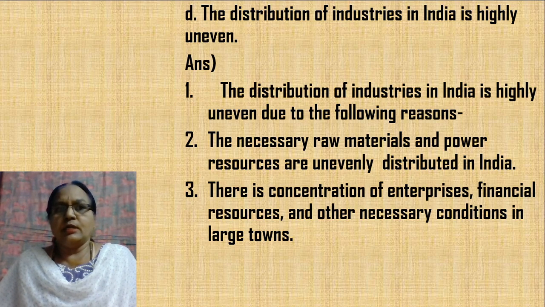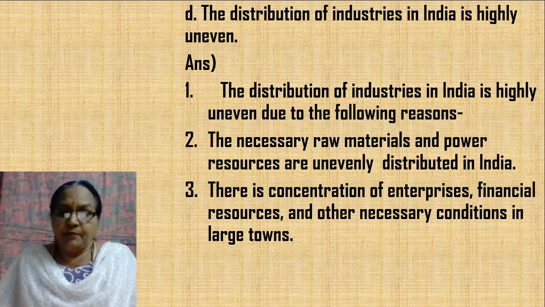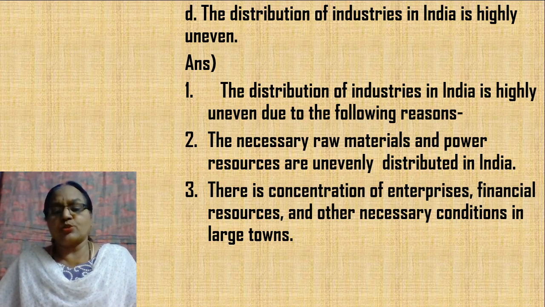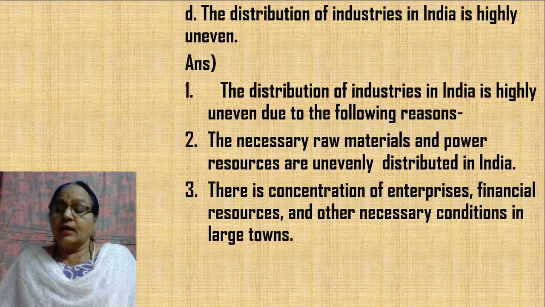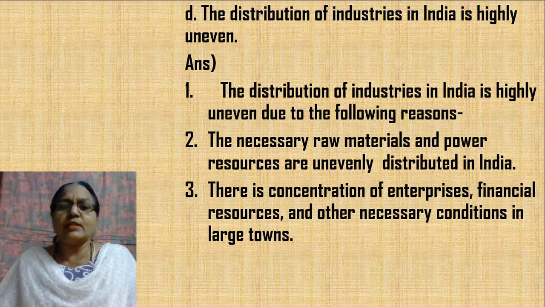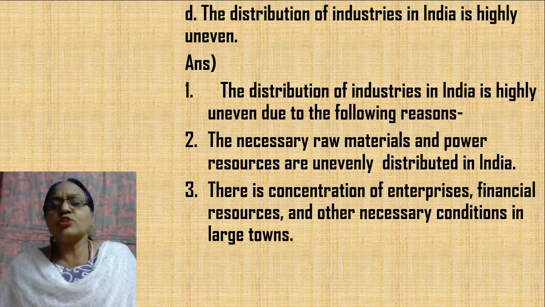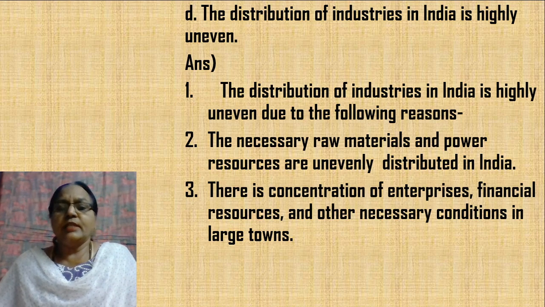Then mica, for example, you find mica in Rajasthan. So you find distribution of industries is highly uneven due to the following reasons. The necessary raw materials and power resources are unevenly distributed in India. There is concentration of enterprises, financial resources, and other necessary conditions in large towns. So when you compare it with rural areas, you find there's more concentration of business, availability of finance, as well as other necessary conditions more available in large towns. So you find the distribution of industries is highly uneven in India.